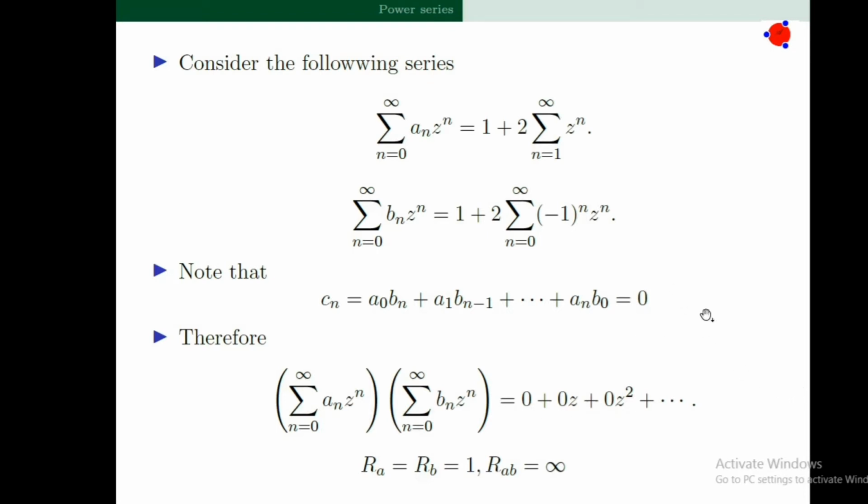That is, 1 by r is equal to limit superior of |a_n|^(1/n). Here 1 by r is 0. Therefore r is equal to infinity. Here the radius of convergence of the Cauchy product is greater than Ra and Rb.